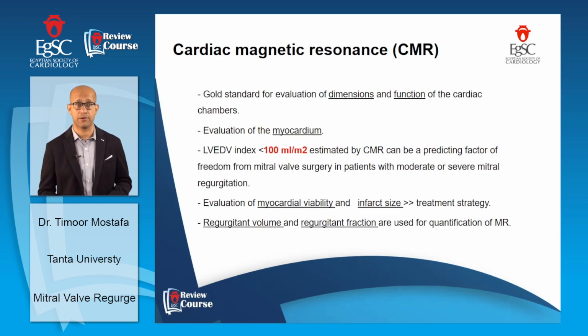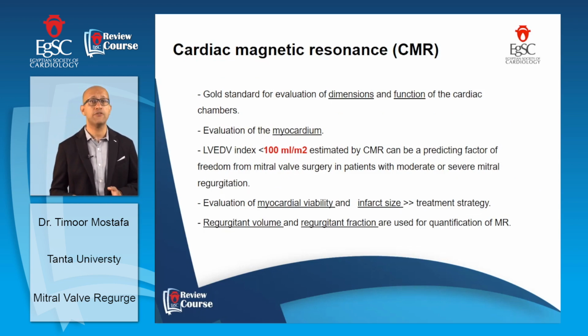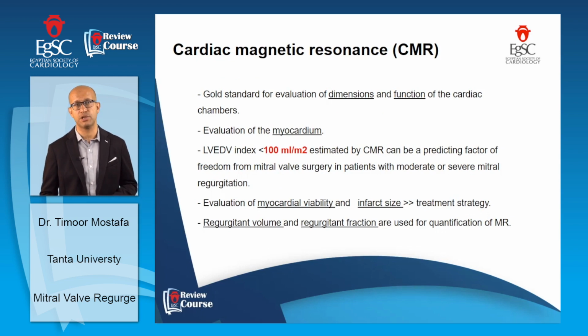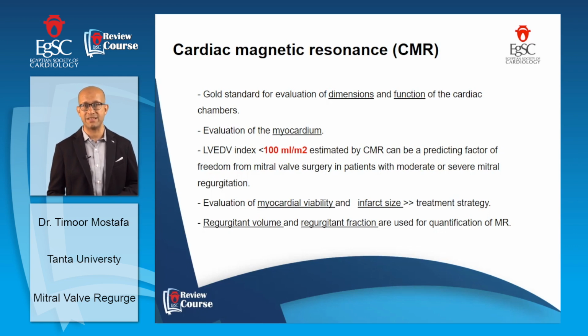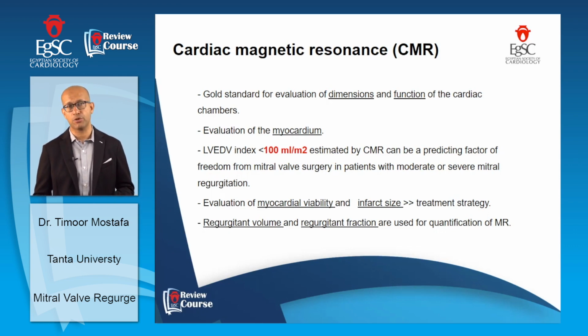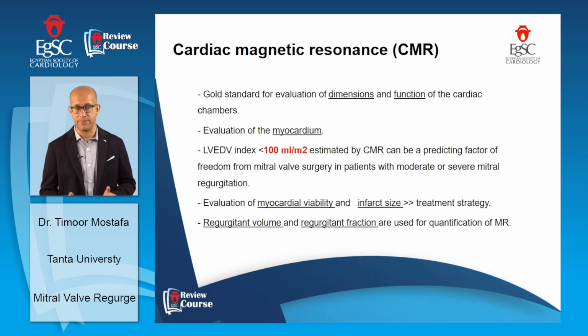What about the CMR? It's the gold standard for evaluation of dimensions and function of the cardiac chambers. You can also evaluate the myocardium. A left ventricular end-diastolic volume index of less than 100 estimated by CMR can be a predicting factor of freedom from surgery in patients with moderate or severe mitral regurgitation. Evaluation of myocardial viability and infarct site is very important to guide the strategy. And finally, the regurgitant volume and regurgitant fraction can be quantified.